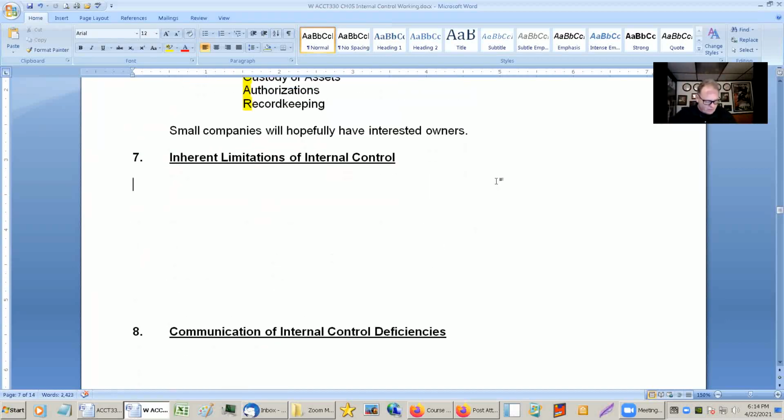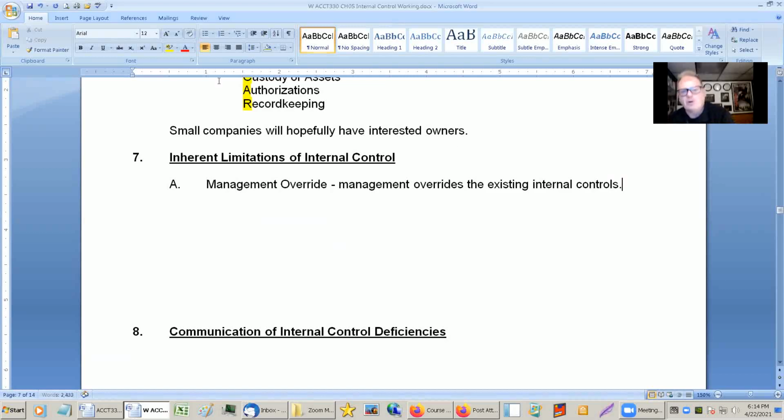Apparent limitations of internal control. They come in four flavors, really three, but they've broken it out into four in this case. The first one is management override. Management overrides the existing internal controls. And whenever you run into a company that has fraud, a lot of times this is part of it.